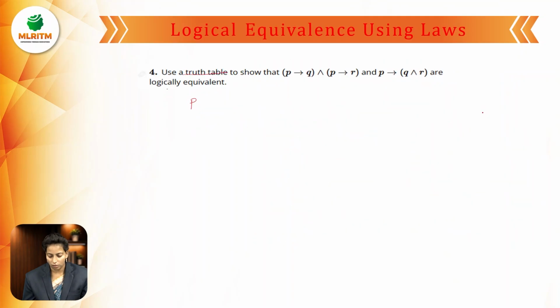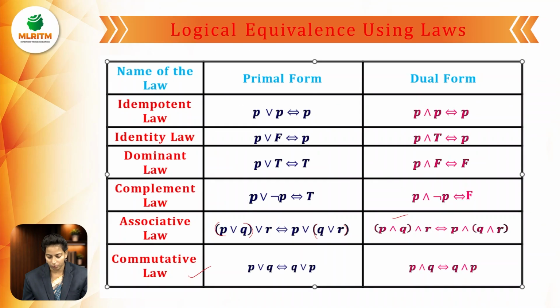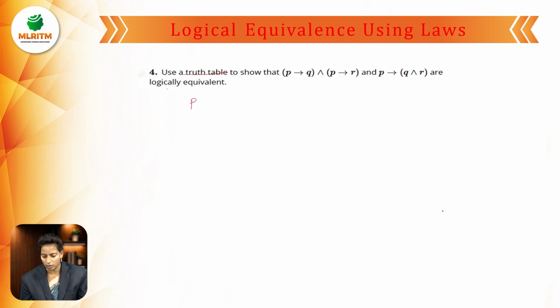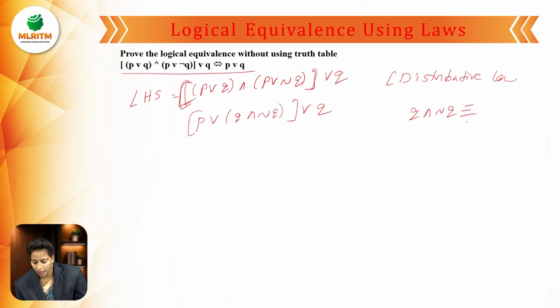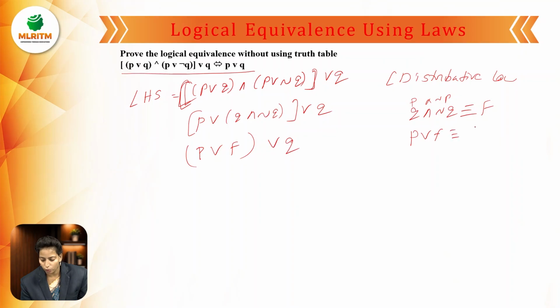Previously we saw that P and negation P is equivalent to false. So here P or false, or Q. P or false is equal to P.